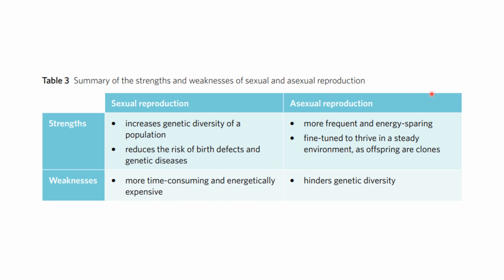Whereas for asexual reproduction, a strength is that it's frequent and energy sparing, meaning it doesn't require a lot of energy. It's fine tuned to thrive in a steady environment as offspring are cloned. So if the environment stays the same, those clones will be best suited to that environment because that parent has survived in that environment. A weakness, however, is that it hinders genetic diversity because we're not getting any new alleles in the population, where the gene pool stays the same. We're not increasing genetic diversity, we're actually hindering it.